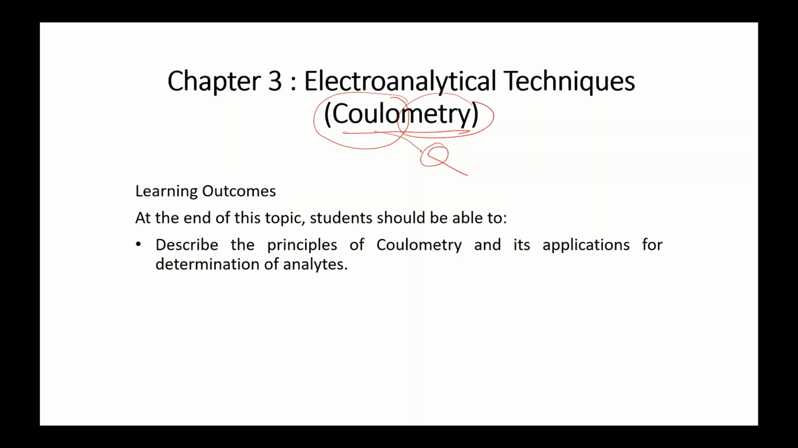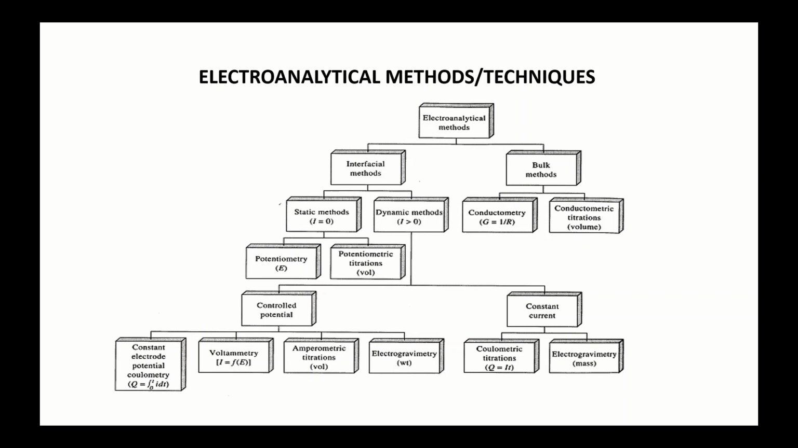So at the end of this topic, you should be able to describe the principle of coulometry and its application for determination of analytes. So look at this. This is the flow chart of electroanalytical methods or techniques available in order to determine the unknown. So you have seen this. This is the method, so divided into interfacial and bulk methods.